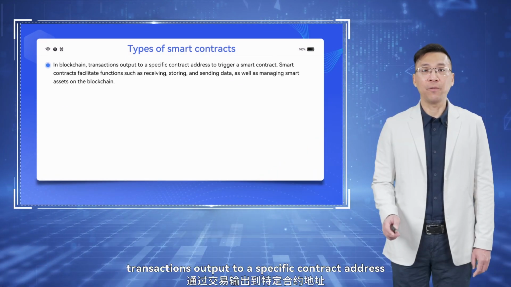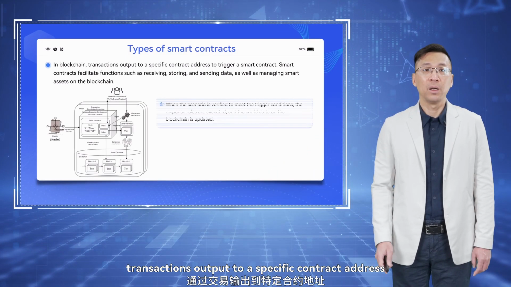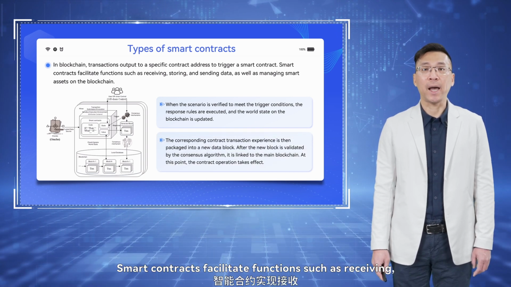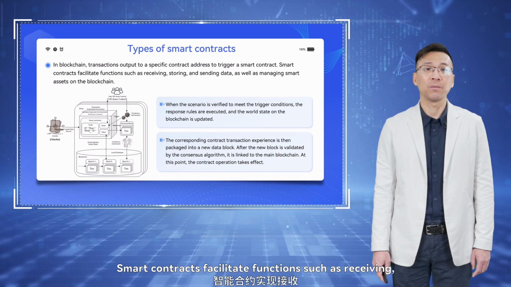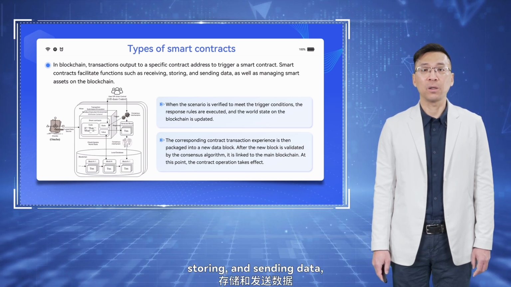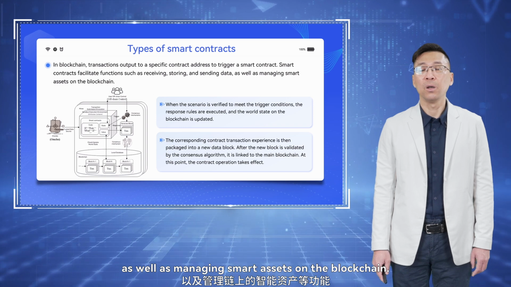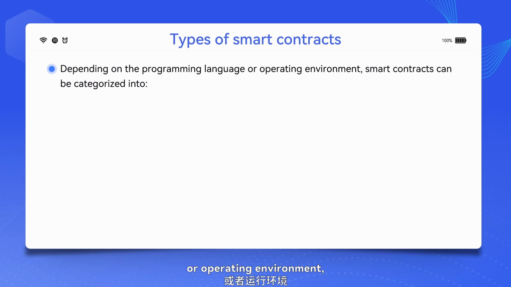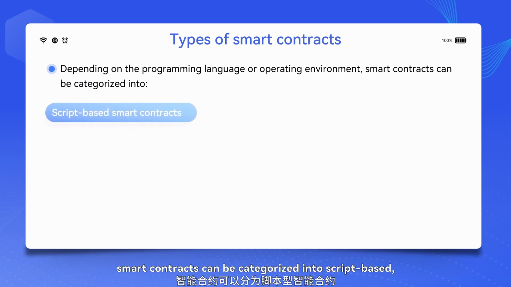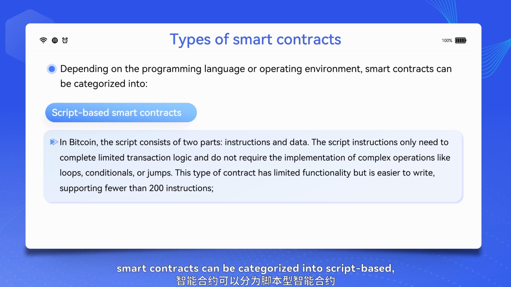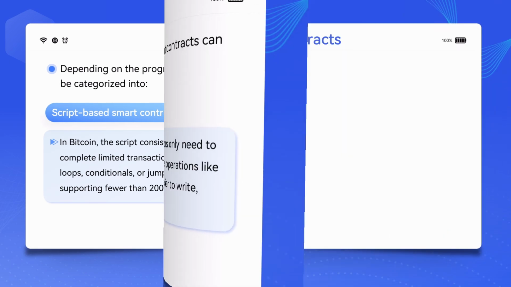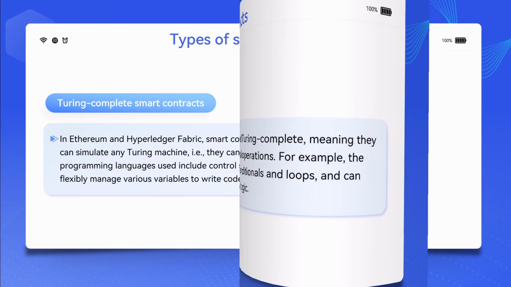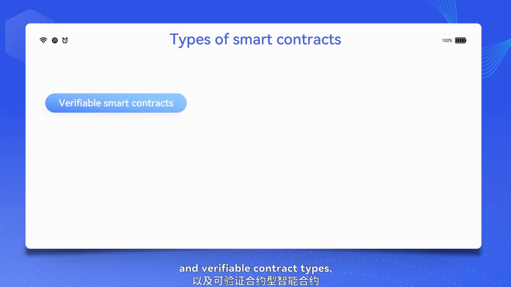In blockchain, transactions output to a specific contract address to trigger a smart contract. Smart contracts facilitate functions such as receiving, storing, and sending data, as well as managing smart assets on the blockchain. Depending on the programming language or operating environment, smart contracts can be categorized into script-based, Turing-complete, and verifiable contract types.